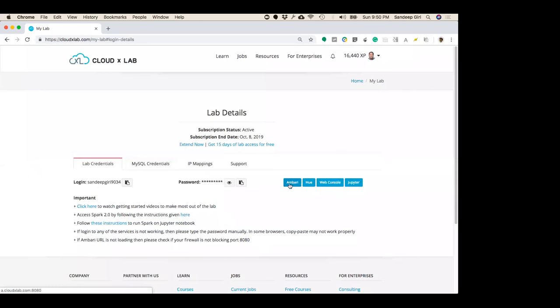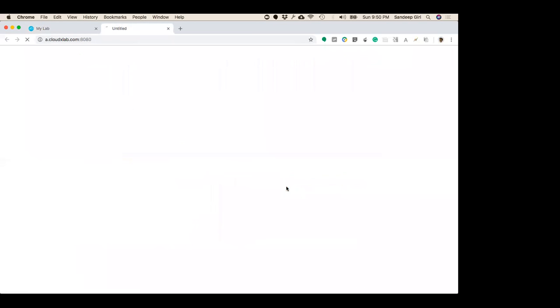Here you see there are these components: Ambari, Hue, Web Console, and Jupyter. Jupyter you would generally require when you want to interact in Python and do more data science or machine learning work. Console you will require whenever you want to interact with the Linux system. Hue you will require when you want to interact with Hadoop. Ambari you will need if you want to administer, provision, or install. Ambari and Hue are strictly for the Hadoop ecosystem.